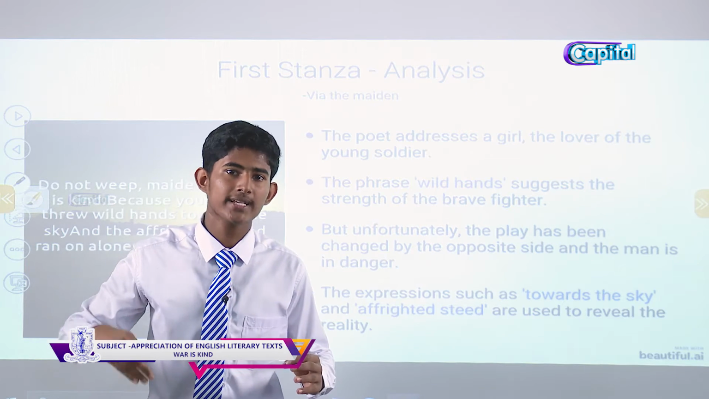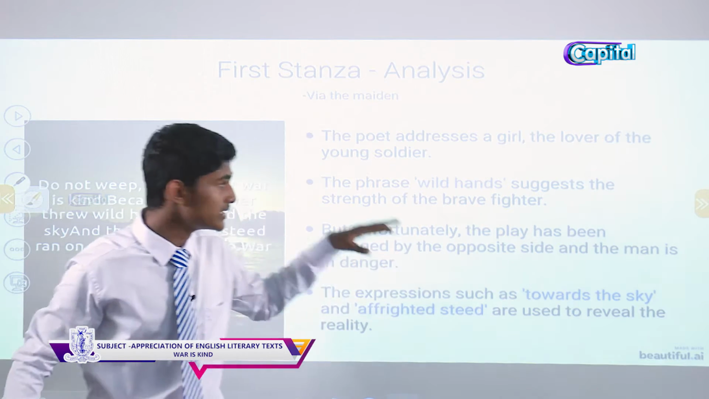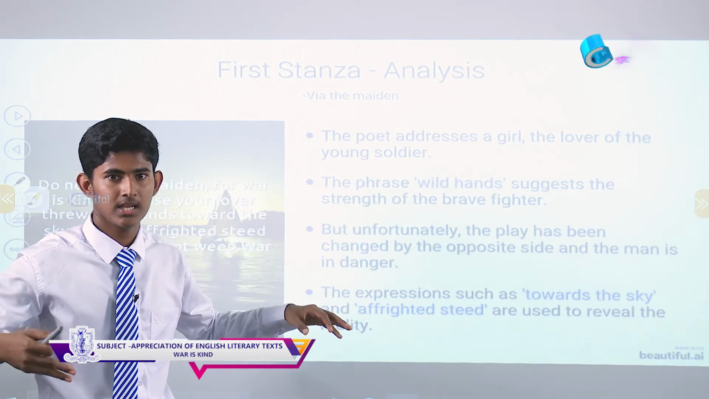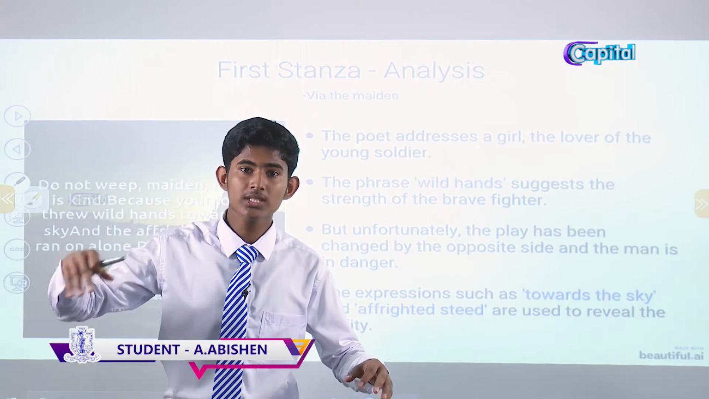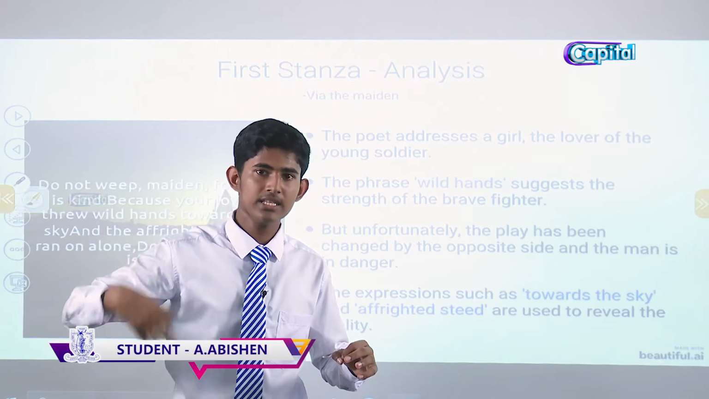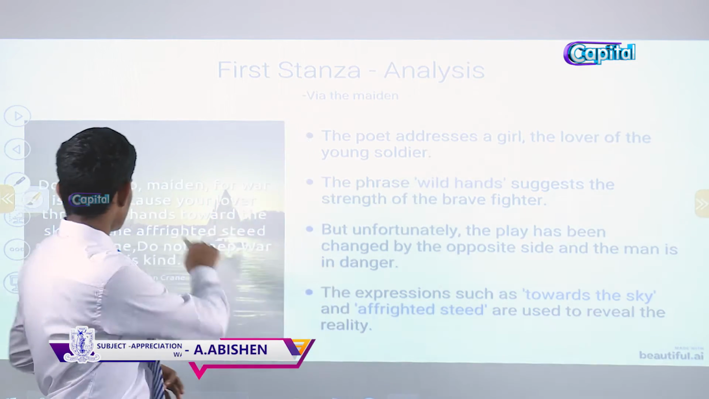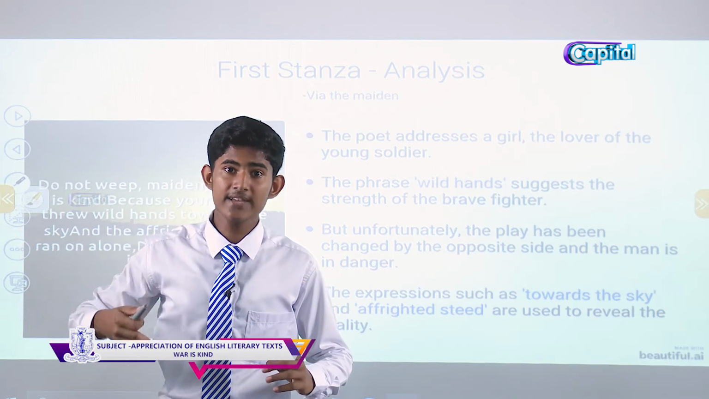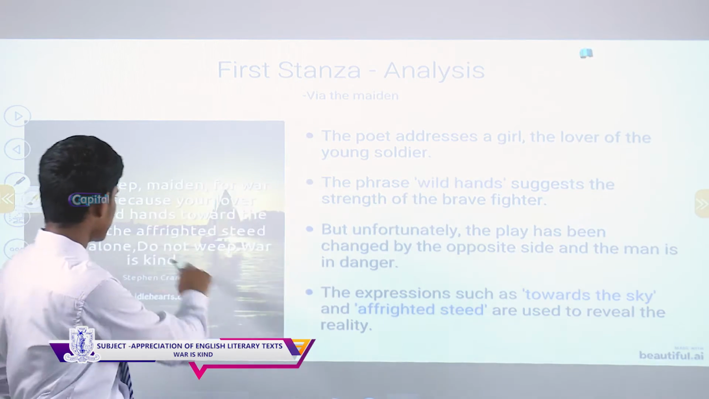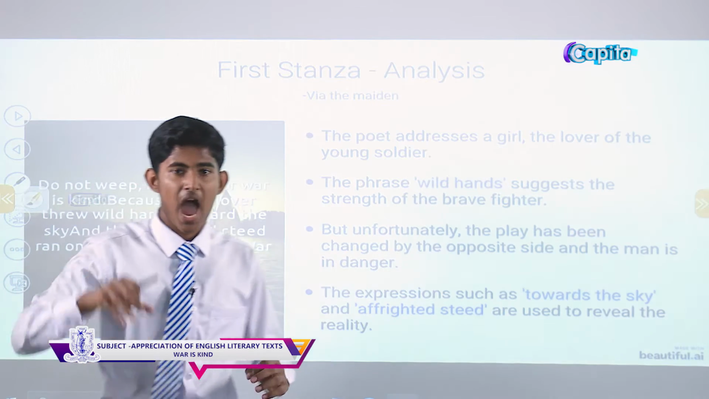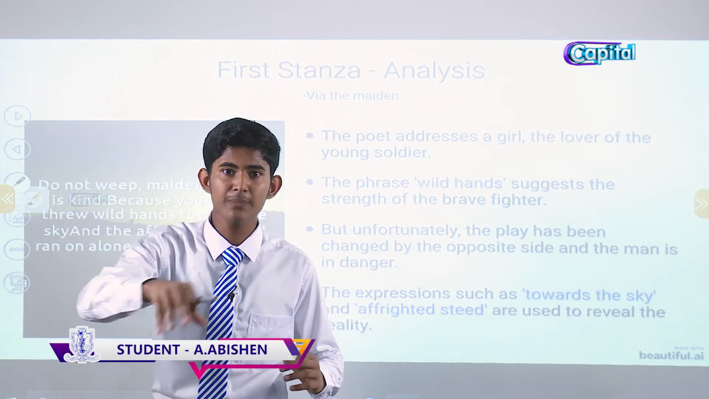As a matter of fact, as I already mentioned, here the poet is trying to address a mourning maiden who loses her lover in the war because of the ferocity of the war. So in order to identify the complicated phrases, here I think affrighted steed means, affrighted means nervous and steed means horse.